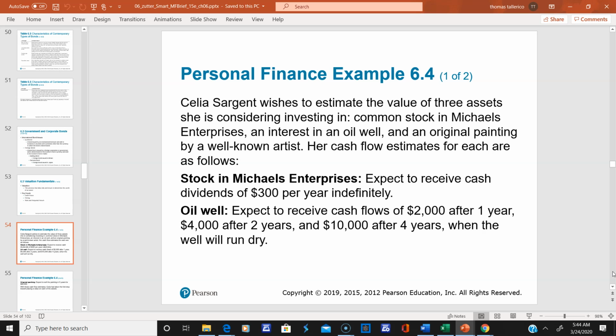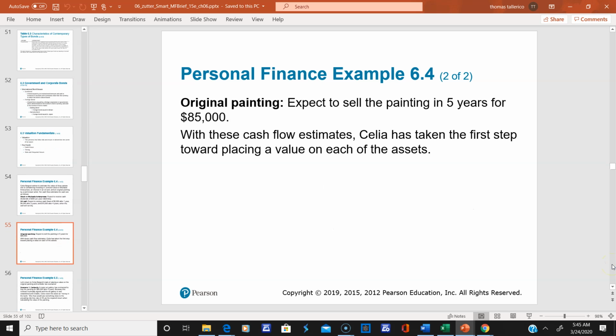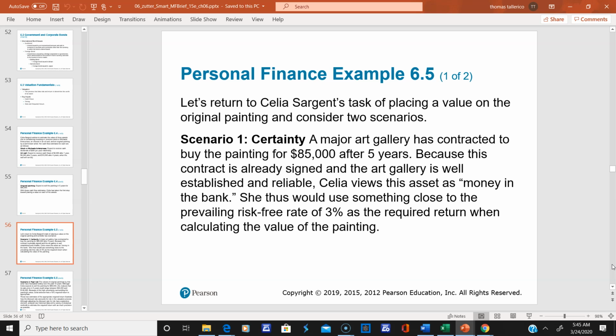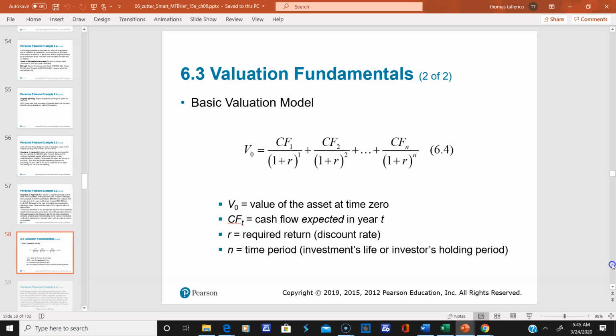So here's an example. You can go over it yourself. It's pretty straightforward, and they're valuing different assets that they have. They're valuing common stock, and they're valuing an oil well and paintings. Okay, and they want to know the valuation of each. It's quite simple. Basically it depends on the cash flows that you will get from each investment, okay? And this is in your book, so you can read this.